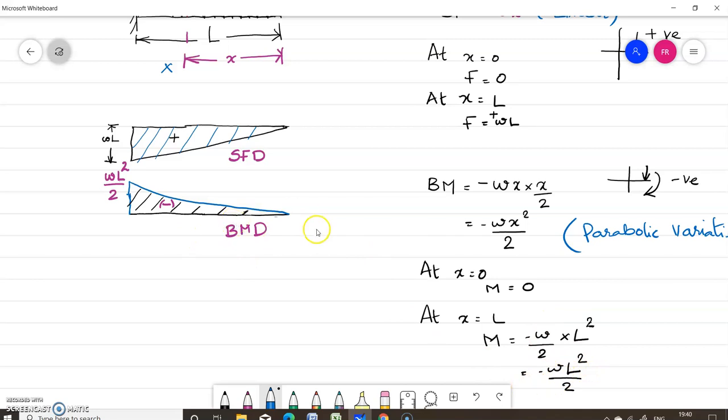We are drawing the bending moment diagram always on the tension side. In a cantilever, tension occurs at the top, so we are drawing it on the top, from 0 to WL square by 2. It is negative because it is producing a hogging moment, and the value WL square by 2 is the maximum bending moment, a hogging moment. So it is negative.